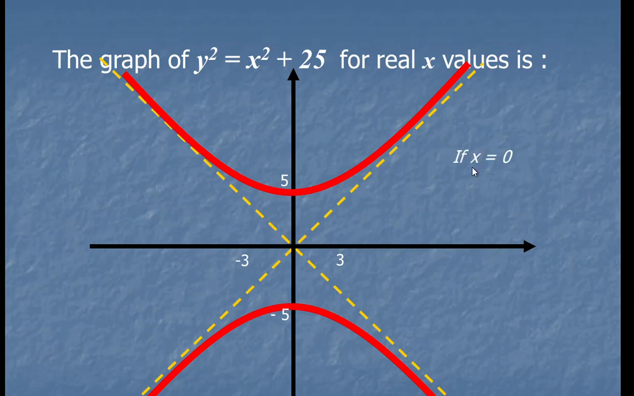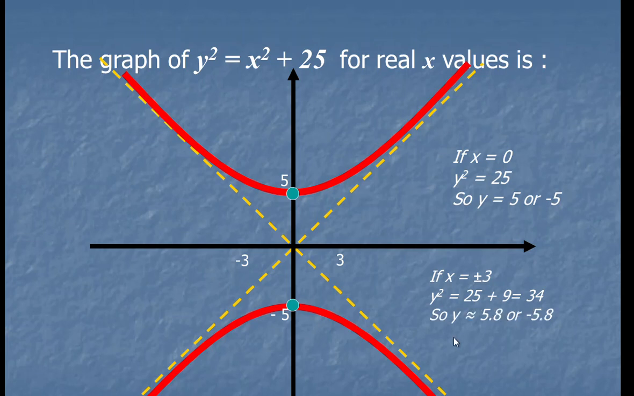Now, if x equals 0, y squared is 25, so y is 5 or negative 5, that's here and here. If x is plus or minus 3, then y squared is 25 plus 9, which is 34. So y equals approximately 5.8 or negative 5.8. So putting these points on, we have this one here, this one here, this one here, and this one here.